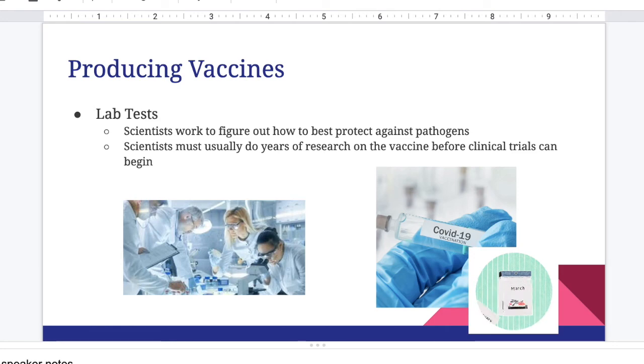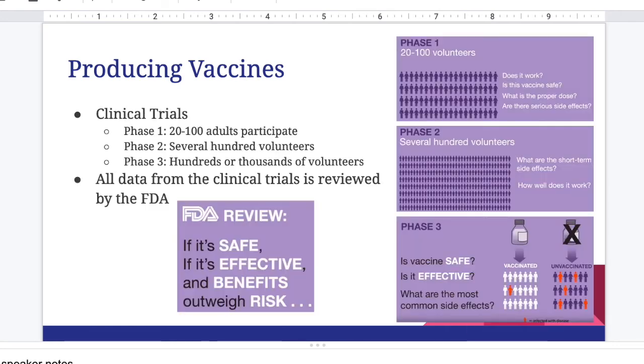So scientists were able to rely on earlier research to get these vaccines out and produced much more quickly than they would if they had started from scratch. So our second stage in getting vaccines would be our clinical trials, and there's 3 phases to that.